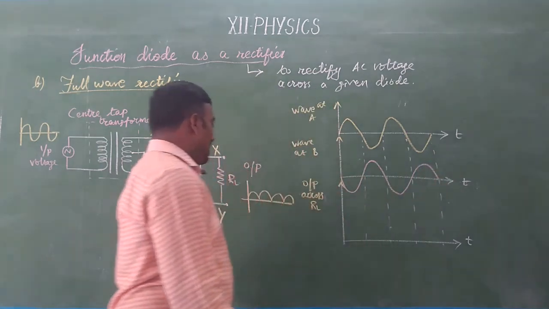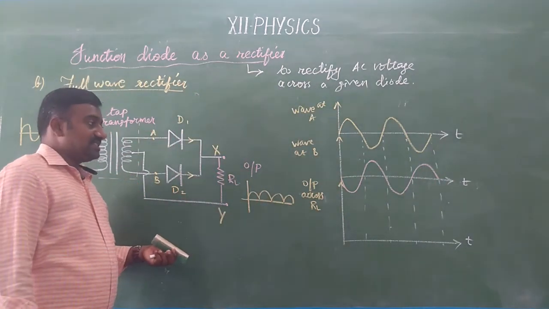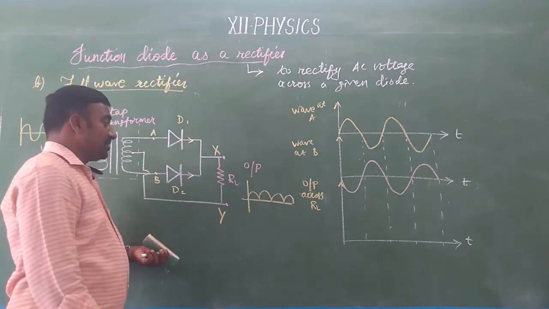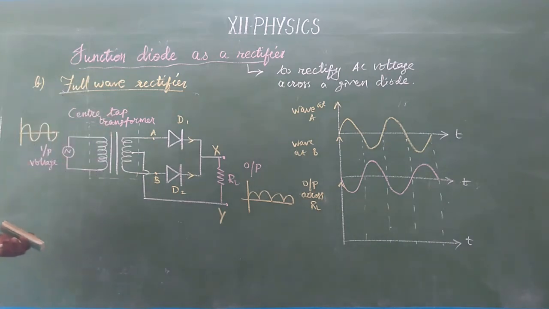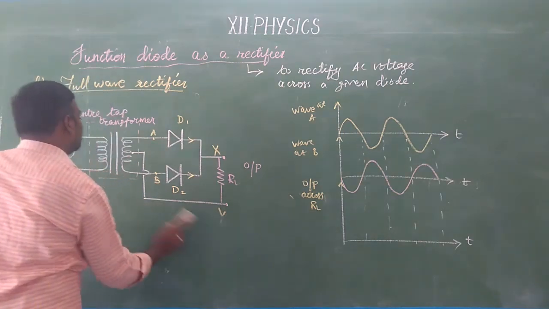And for the final output across the load resistor, how will we get it? In this combination, we must connect a capacitor. A capacitor is also used in this case. So we'll draw a diagram for that.